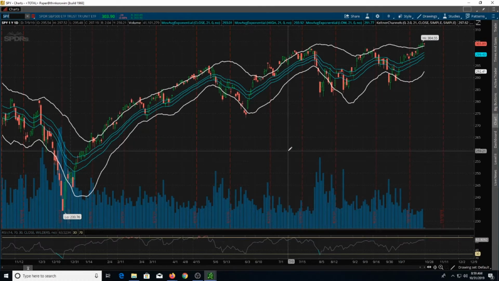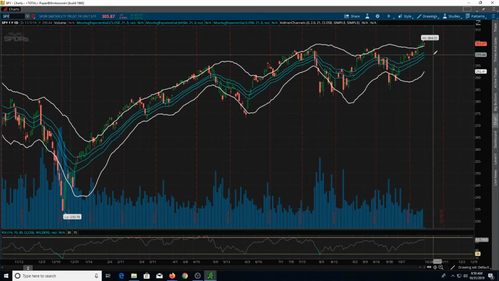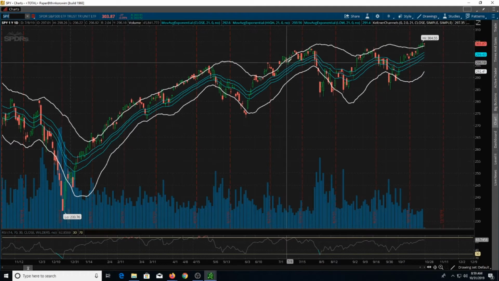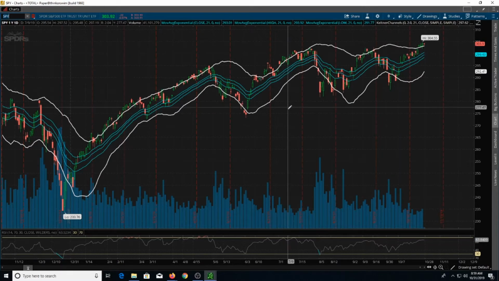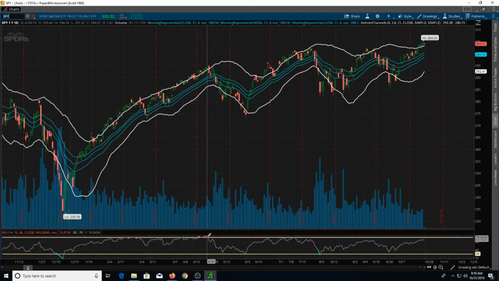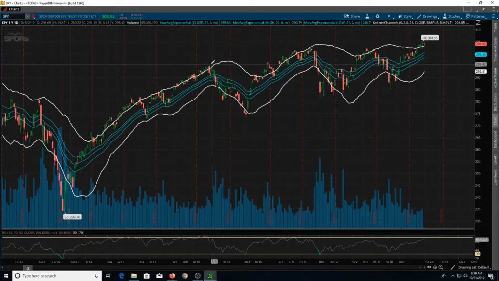So you have to have a plan. These are just tools to help you identify where potential entries are and to let you know where you want to get out. You never want to buy at this high. You never want to buy when your RSI is above 70 and you're above that second deviation of the Keltner channel, and you could add a third deviation that gives you an even more of a warning sign that you do not want to be long there.